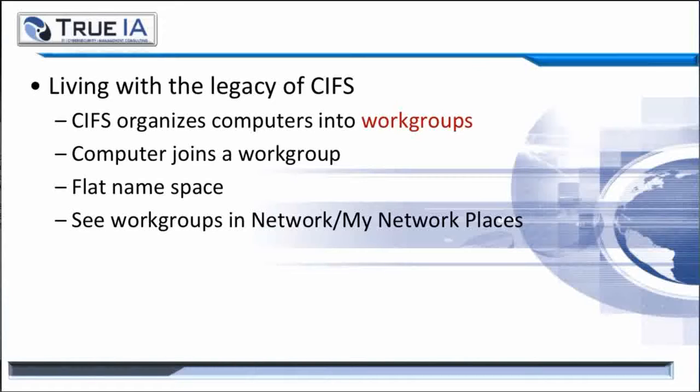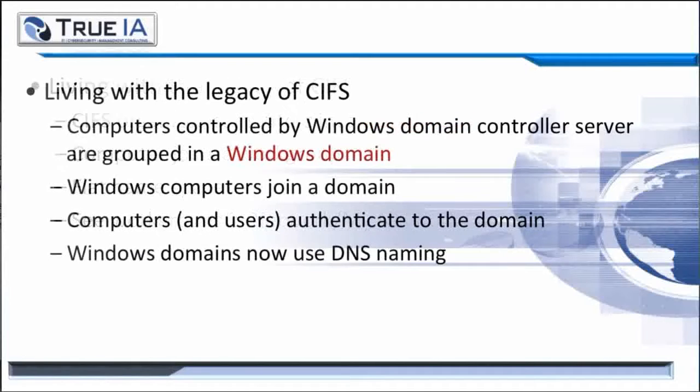Now again, this is going back to the convention of host files with using a flat namespace. But that's okay because it's only in your local area. You can find the workgroups, as a matter of fact, by going to Network and then My Network Places. Computers that are controlled by a Windows Domain Controller server are grouped in a Windows domain. Windows computers that have joined that domain authenticate, usually by username and password, to the domain. Windows domains, as a matter of fact, now use DNS.